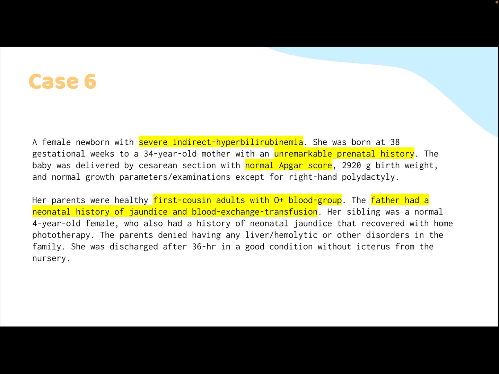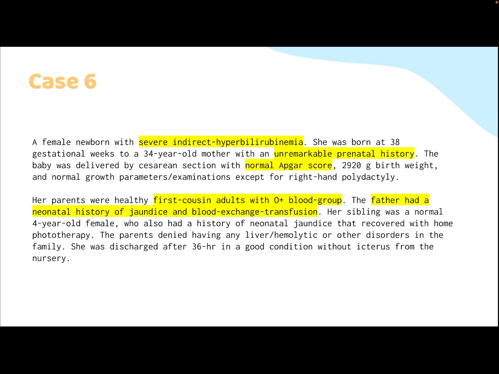Why did I mention the blood group? Because she has hyperbilirubinemia. It could be ABO incompatibility. It could be Rh incompatibility as well. The father had a neonatal history of jaundice and exchange transfusion. Everything else was normal except her history of hyperbilirubinemia.